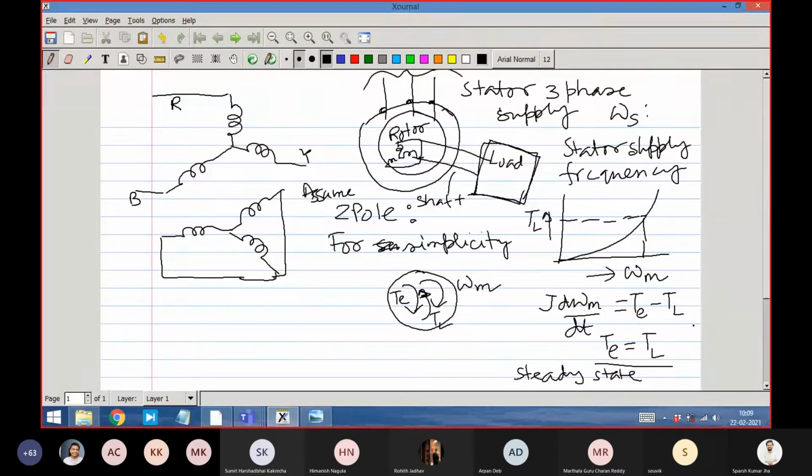Yes, please. What would be the graph of T_E versus omega_m? Yes sir, you are asking about T_E versus omega_m, right? Yeah, I will go there. I'm explaining the right hand side now. Left hand side I will explain later, because the left hand side is the machine's job, the T_E. I will tell you that.